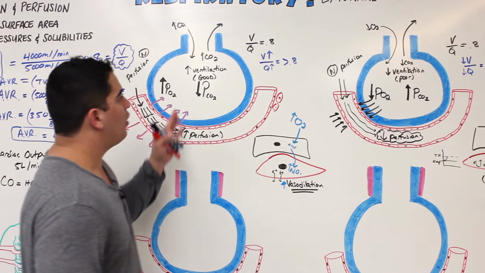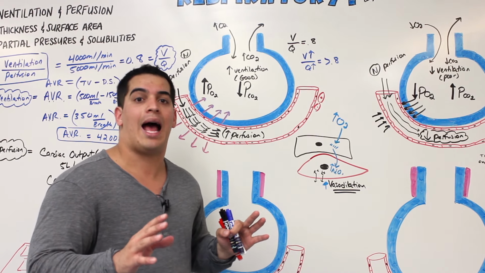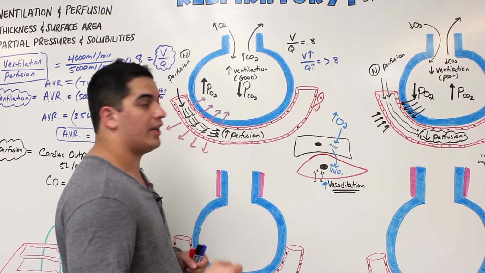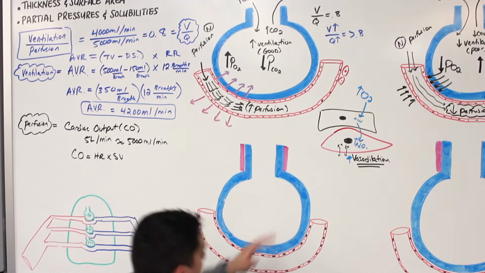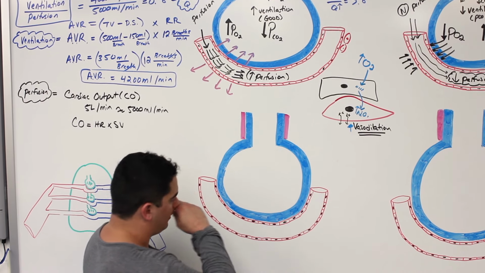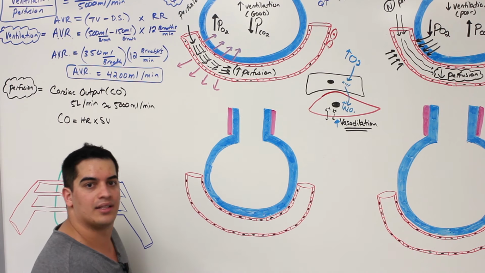All right, so we went over what happens when ventilation's messed up. Now let's go over what happens whenever perfusion is messed up. Okay, so let's say I come down here. And let's say in this actual guy here, let's say that you are exercising.